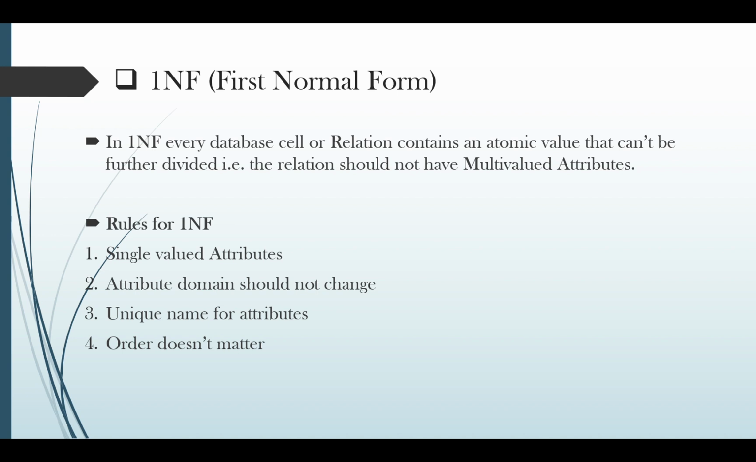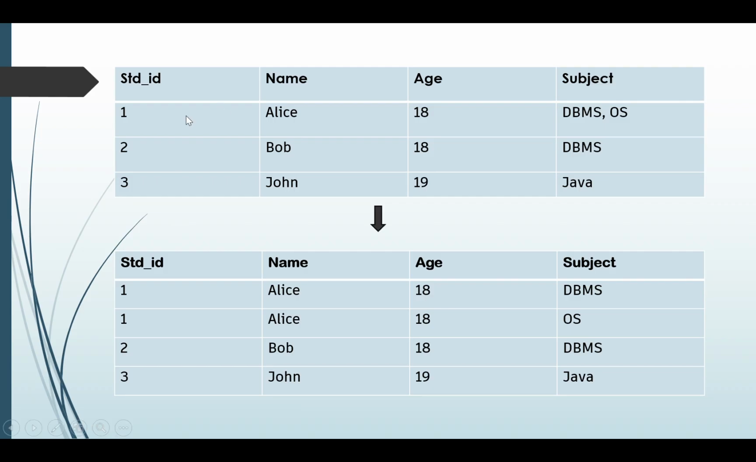Order doesn't matter, means in this table here the student id is here and name is here, so it doesn't matter that student id should be in the first column only and name should be in the second column only. The student id may be here, over here, it doesn't matter. So now let's see this example.